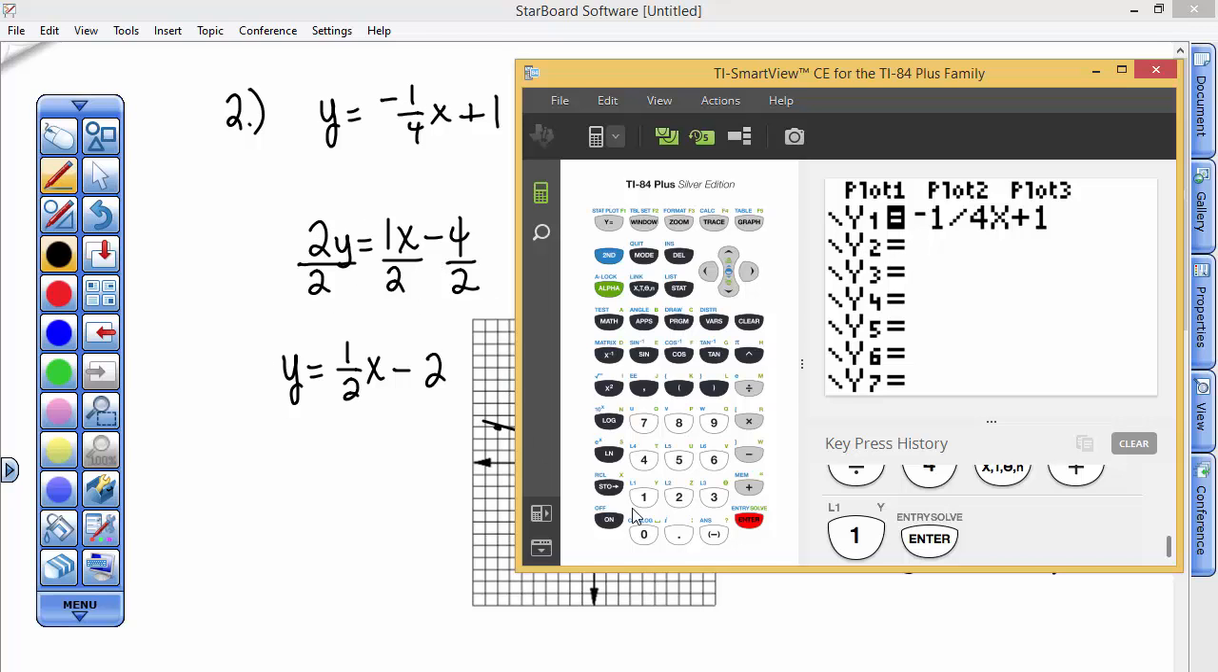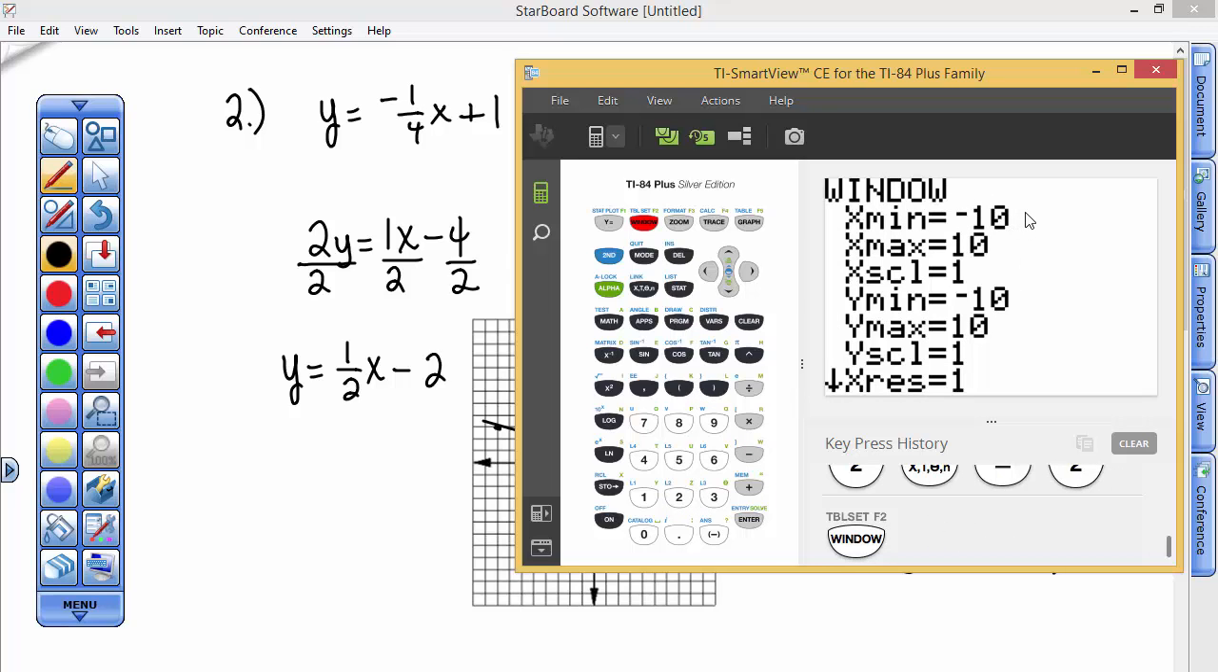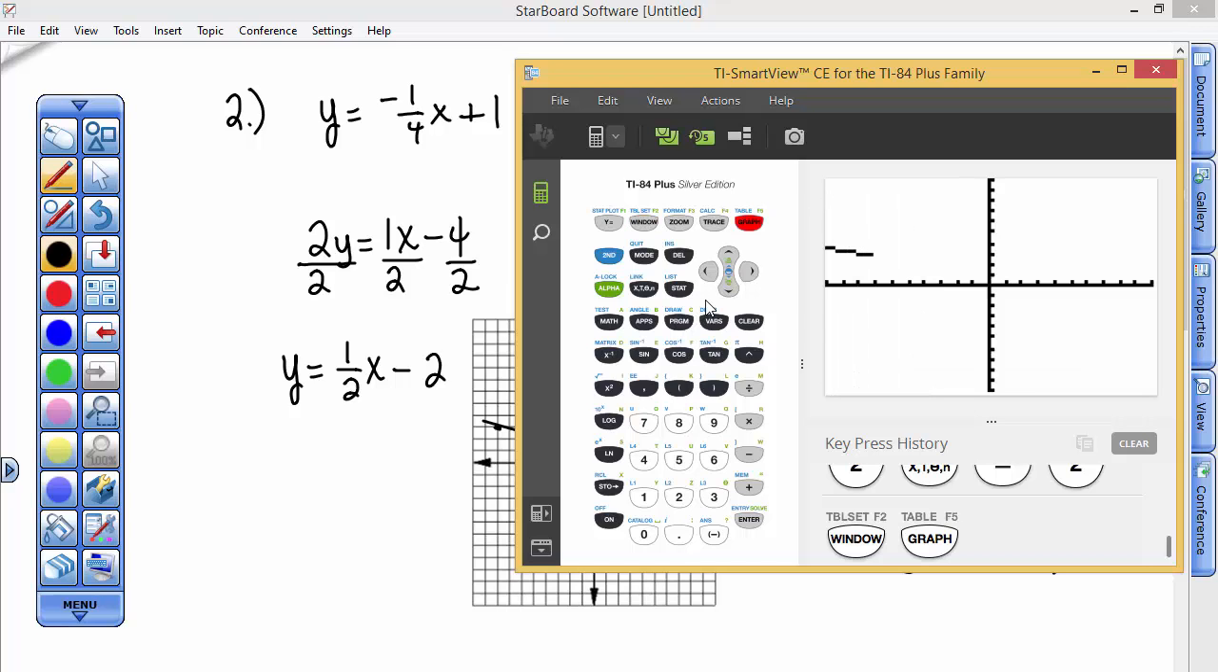I've got to look at my window and see if my window is in standard form. So x values go from -10 to +10, and y values go from -10 to +10. That's a good window for a non-story problem. And then I'm going to hit my graph key, and I'm going to watch those two lines show up. We're going to try to compare it to our graph that we just got. And you see that spot right there? Remember our answer was 4, 0?